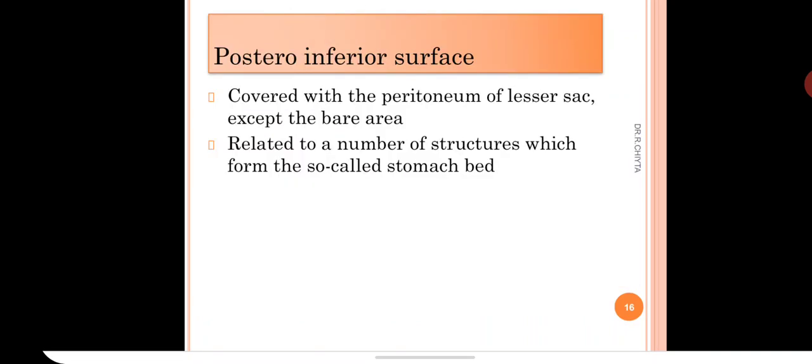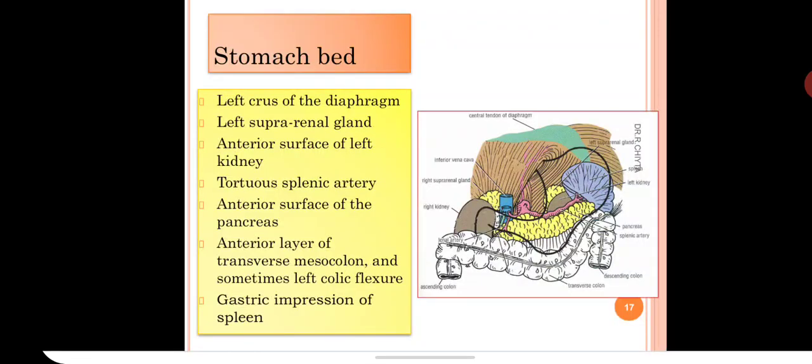Postero-inferior surface: it is covered with the peritoneum of the lesser sac. Anterosuperior surface is covered with peritoneum of the greater sac. Postero-inferior surface is covered with peritoneum of the lesser sac. It is related to a number of structures which form the so-called stomach bed. So in this image you can see the stomach bed. When you are writing or telling, you should write in the order from above downwards.